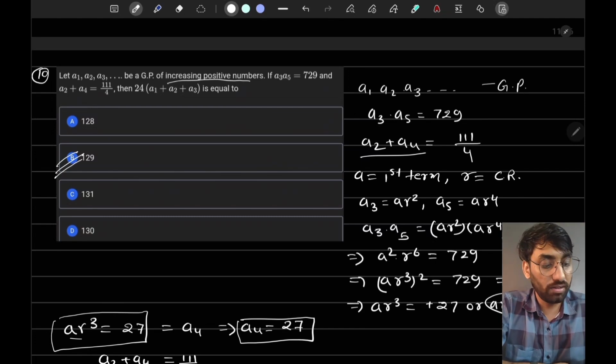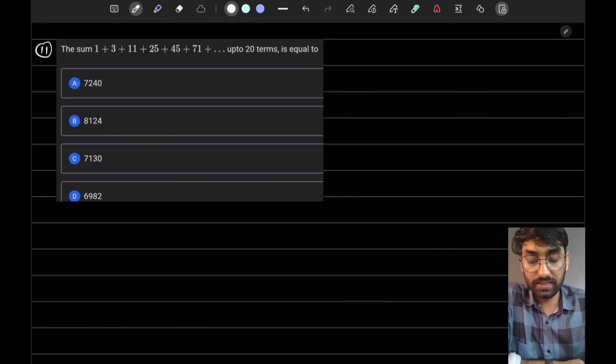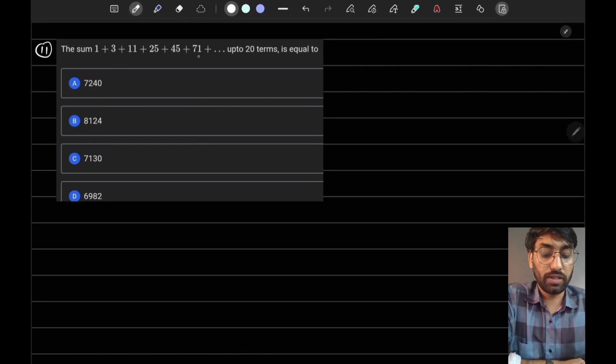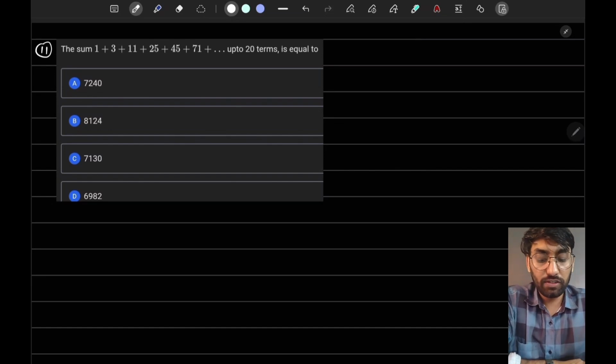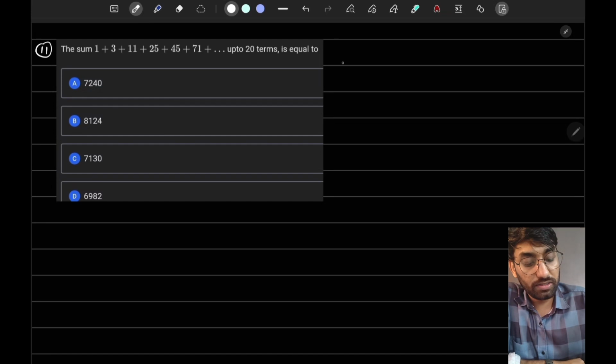Okay. Now let's see the next question. What they are saying, we need to find the sum of 1 plus 3 plus 11 plus 25 plus 45 plus 71, up to 20 terms. Okay. So directly if you closely observe this sequence, we cannot say that this is in AP or this is in GP or this is in AGP, right? So for that, the idea that I am going to use here, let's write first.